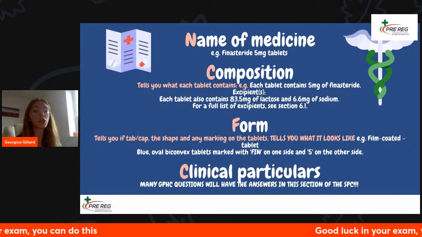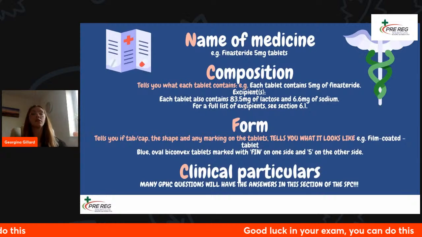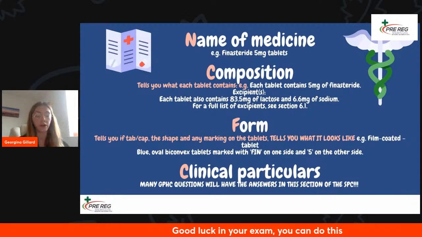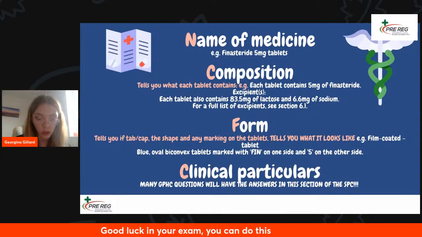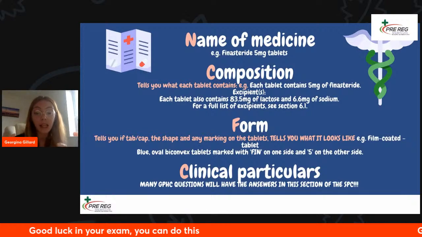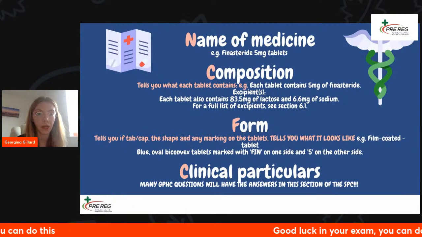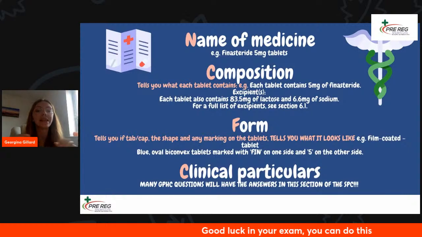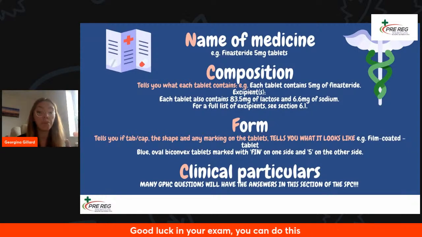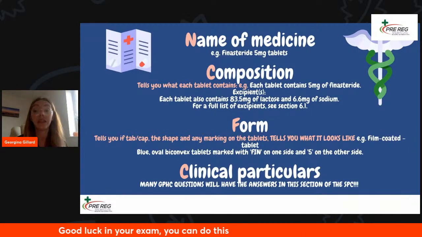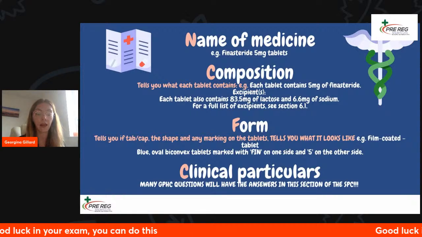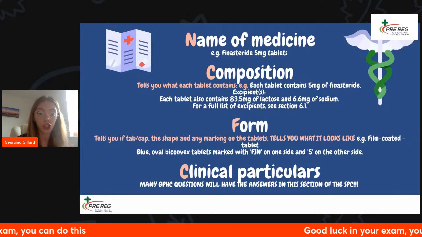Next there are clinical particulars. So Nutty Chemist Fed Croissants: that's your C, clinical particulars. This is a key section in the GPhC exam, absolutely key. Many GPhC questions will have answers in this section of the SPC. Many questions will be based on this section.